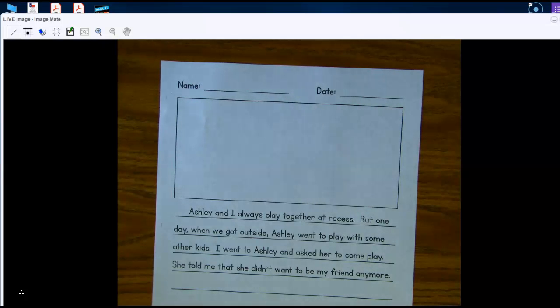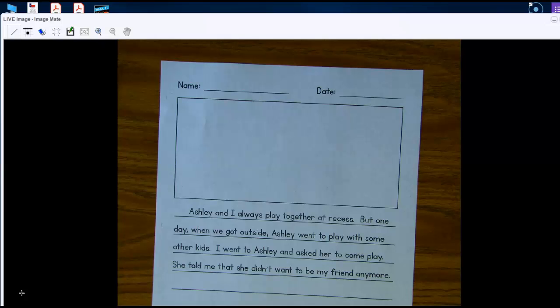So Ashley and I always play together at recess. But one day when we went outside, Ashley went to play with some other kids. I went to Ashley and asked her to come play. She told me she didn't want to be my friend anymore. Wow. Okay. So, what should I draw here in this picture? Ashley and I, not the speech bubble yet, just what picture goes with it.